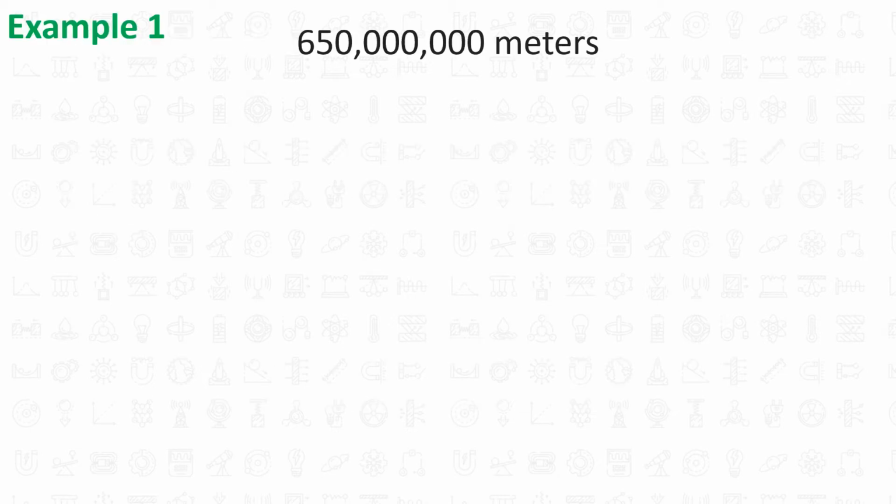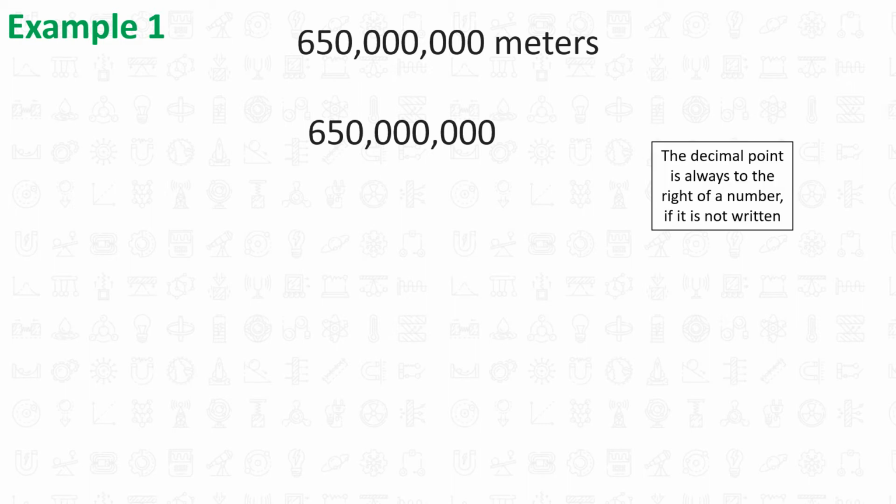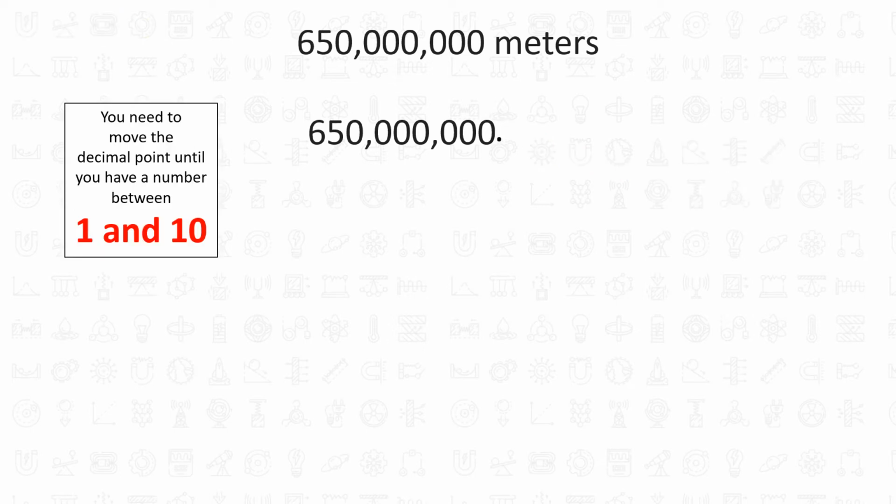So let's go through how that is. Here's 650 million meters. We'll start with that, and the decimal point is always to the right of the number, even if it's not written. So we'll put the decimal point there so we can move it. We need to move the decimal point until you have a number between 1 and 10.